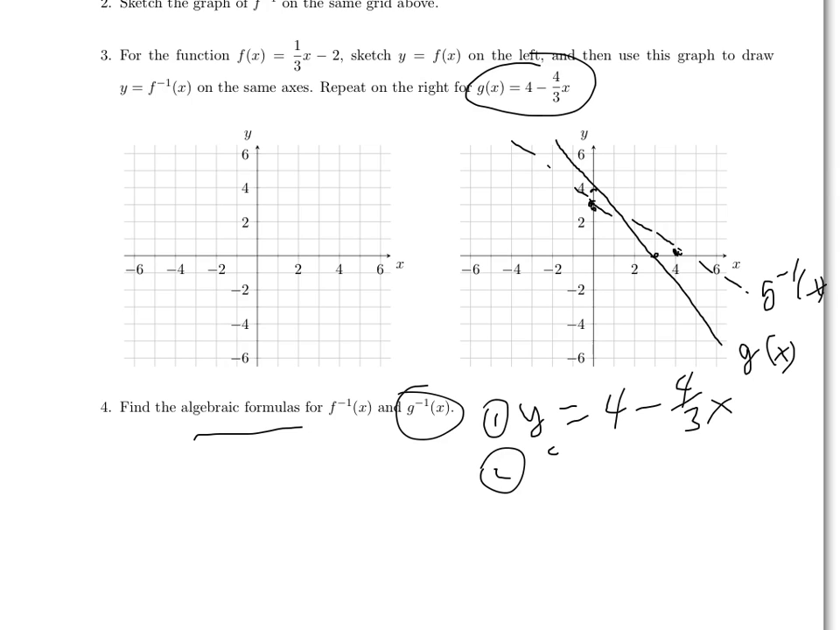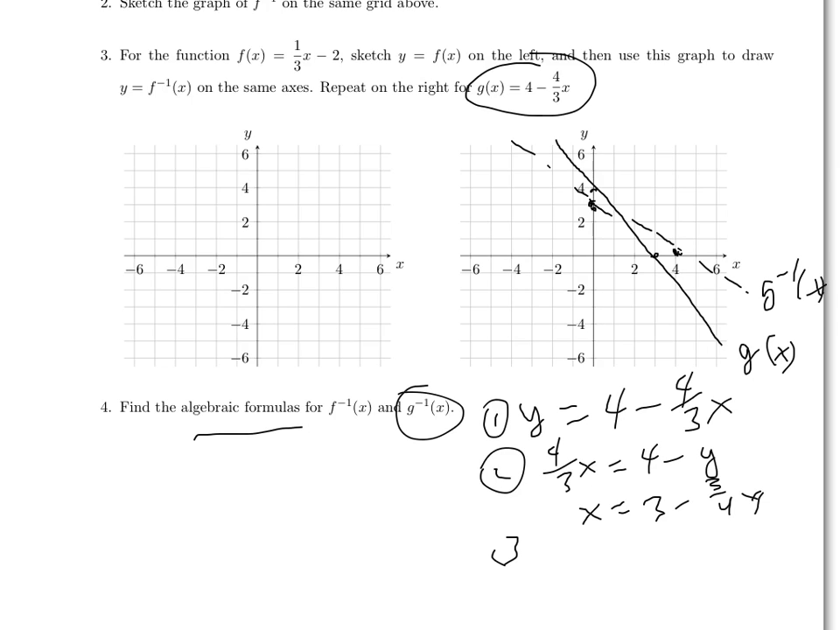So if I bring the 4/3 x to the left and put the y on the right, and then multiply everything by 3/4, I'll have x equals 3 minus 3/4 y. So all I'm doing is just doing normal algebra, trying to isolate the x.